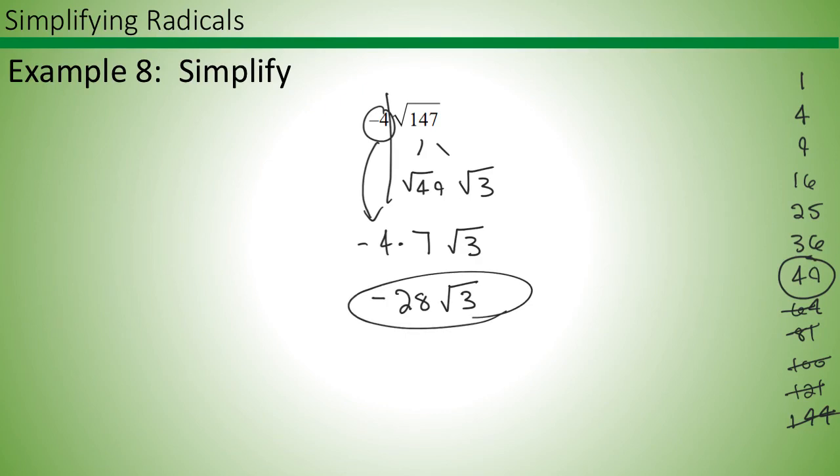Okay, so this was just another method of simplifying radicals. If you prefer to use this method moving forward, you can use it. If you prefer the prime factorization method that we learned last lesson, you can use that one.